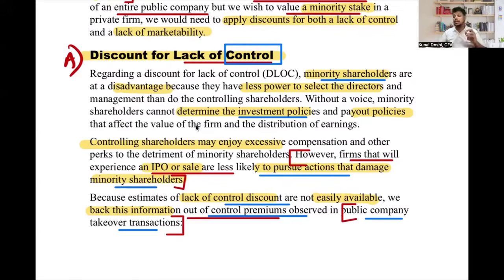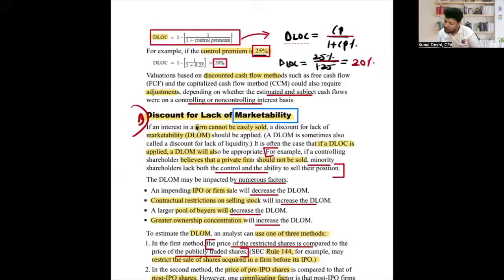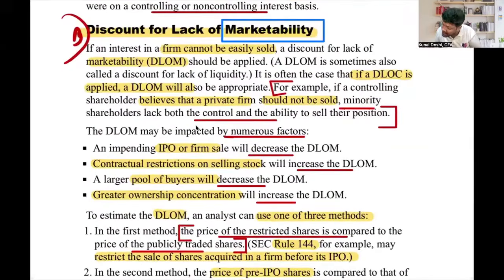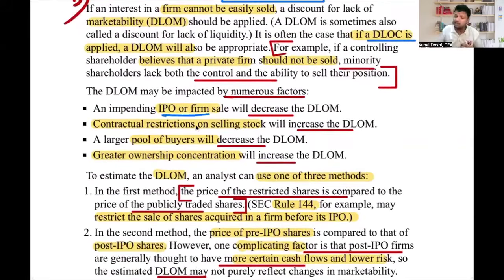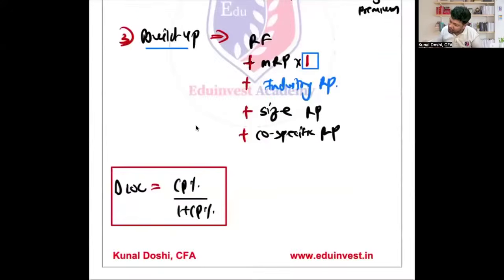Discount for lack of marketability is basically due to the stock being unlisted, and there are some restrictions on you to not sell the shares, especially let's say after the IPO, your shares are locked, etc. So that is called discount for marketability. These are when you cannot sell the shares easily.